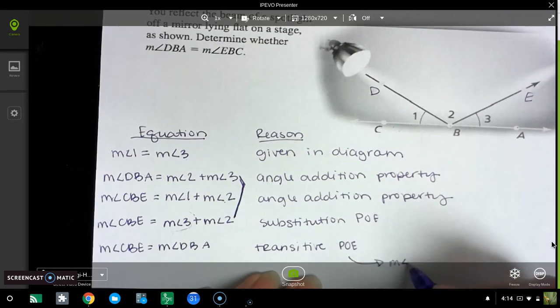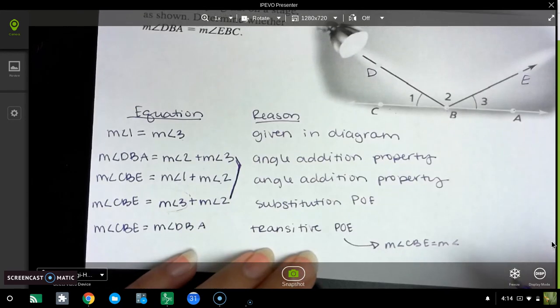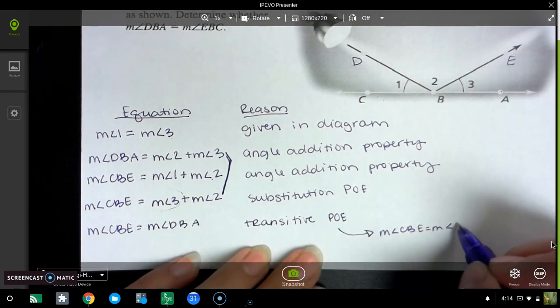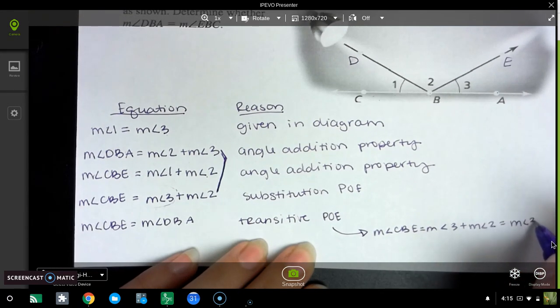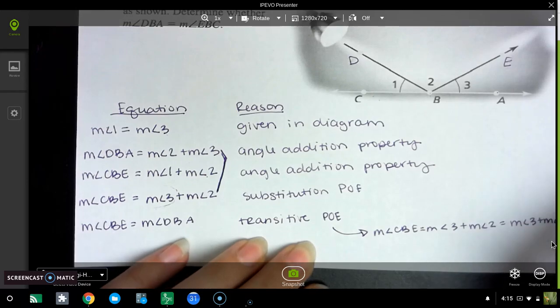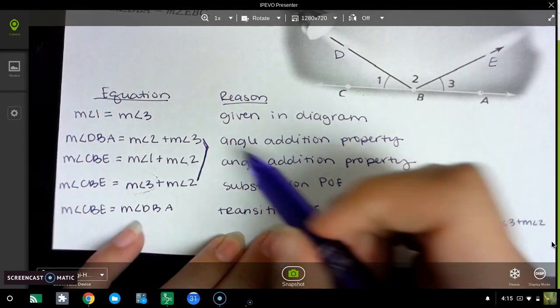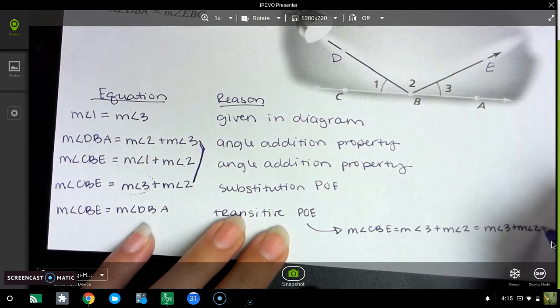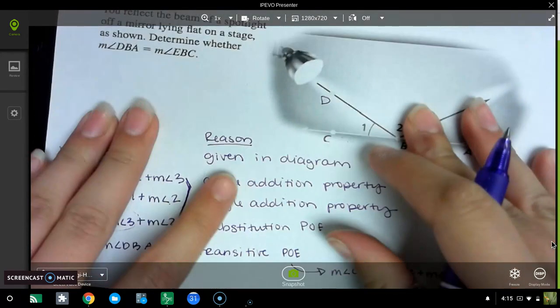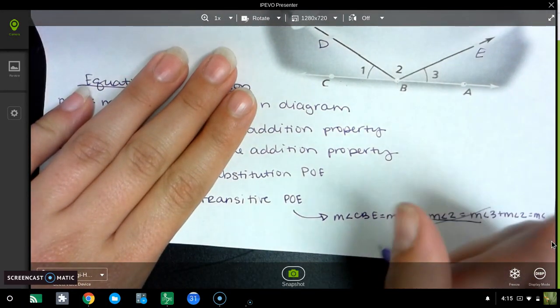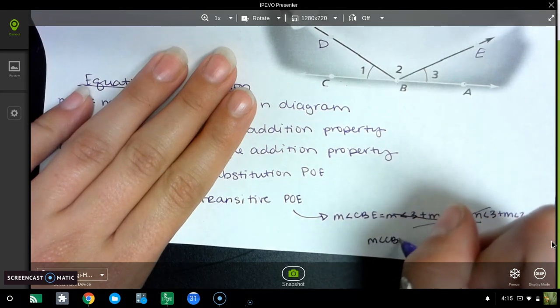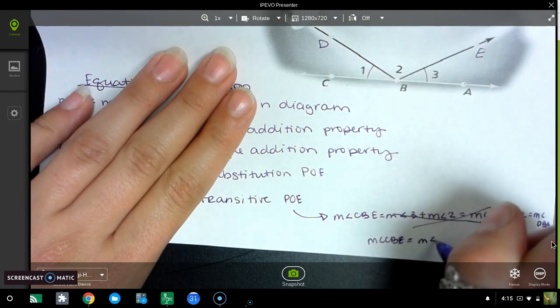Okay. Why did that work? Because measure of angle CBE is equal to measure of angle 3 plus measure of angle 2. But I know that measure of angle 3 plus measure of angle 2 equals the same thing as well. And this equation was just this one right up here, which equaled the measure of angle DBA. So I cut my middleman to get the measure of angle CBE is equal to measure of angle DBA.